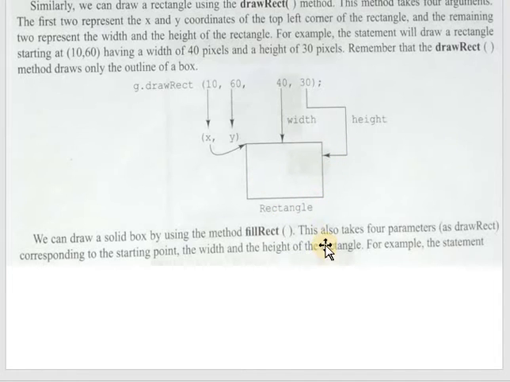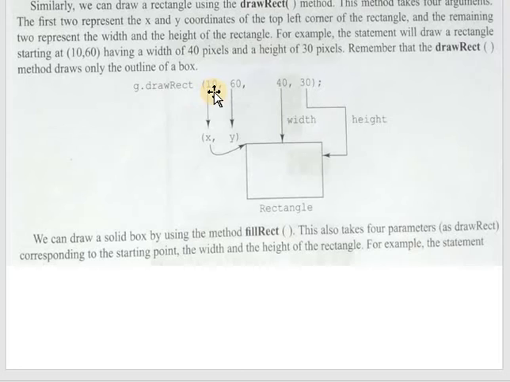Now what all do we need to mention for a rectangle? We need to mention the x and y value, x1 y1 normally, right? Then we have to mention the width and even the height. You can see here g.drawRect(1, 2, 3, 4). There are 4 values separated by commas.